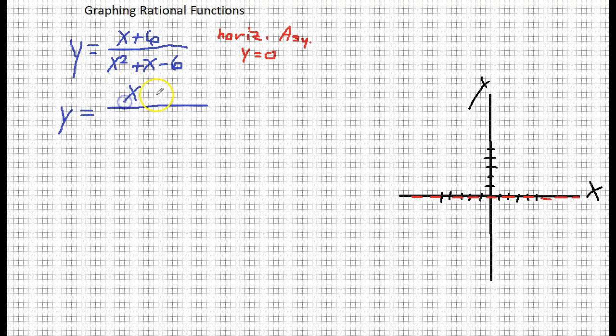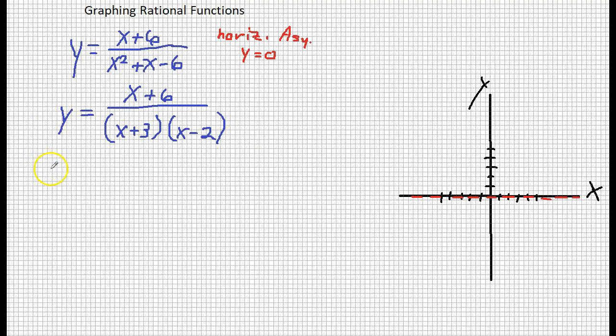So we recopy our numerator, x plus 6, and factor the denominator. So we're going to have an x and an x. The last number's negative, so that means one's a positive and one's a negative, because we have to have numbers that multiply to give you -6, but when you add them together, you get a positive 1. So that means 3 and -2.